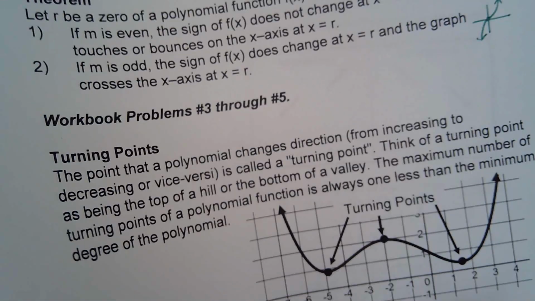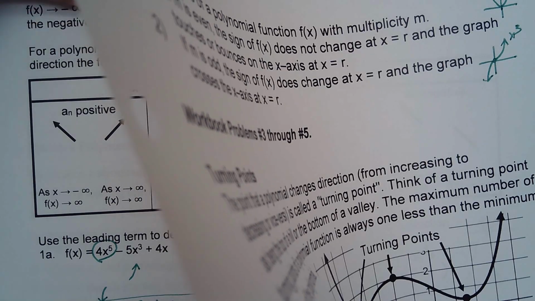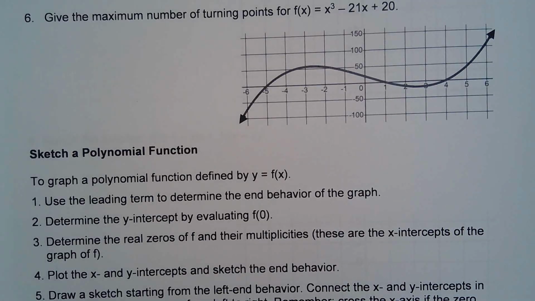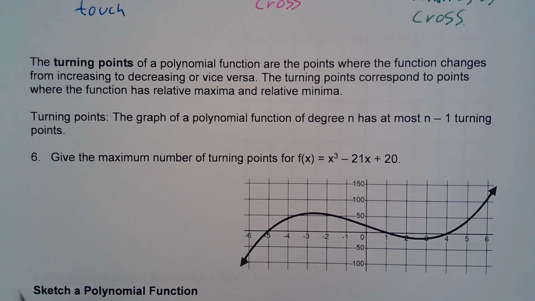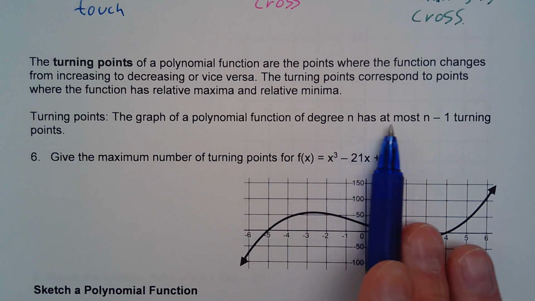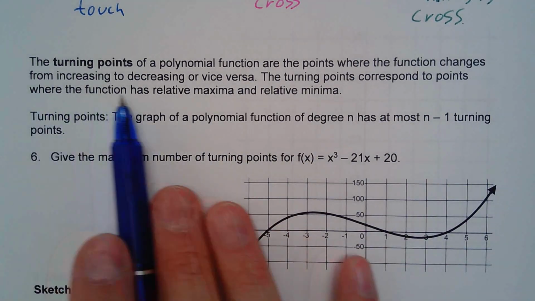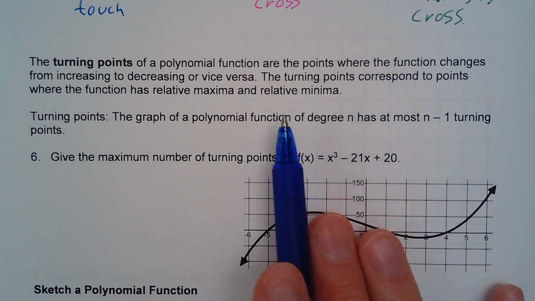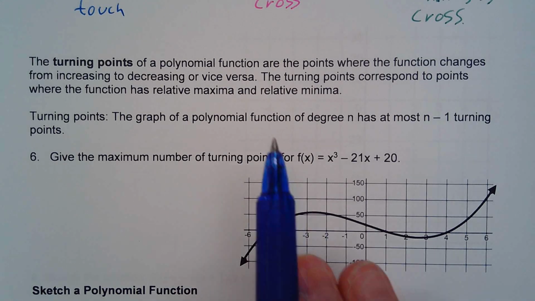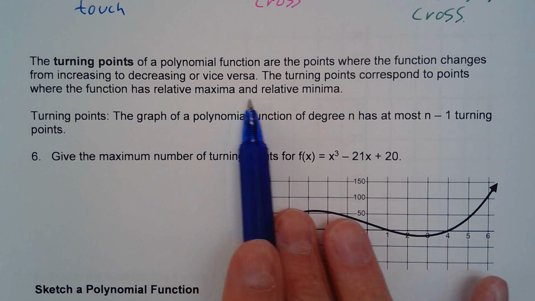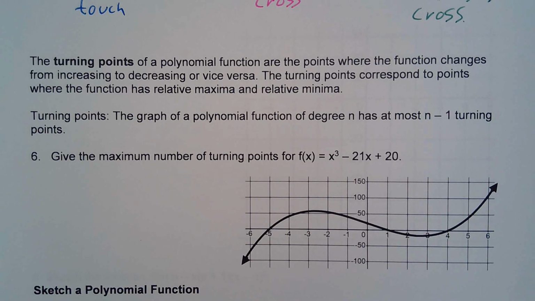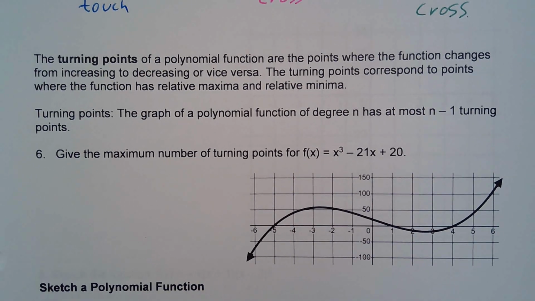So let's go back to our workbook. And let's take a look at number 6. And just remember turning points, the graph of a polynomial function has at most n minus 1 turning points. And they give you another definition here. In mathematics, those top hills or bottom valleys, we refer to them as relative maxima and relative minima. So that's just a more formal mathematic name. But just think of a top of a hill or a bottom of a valley.